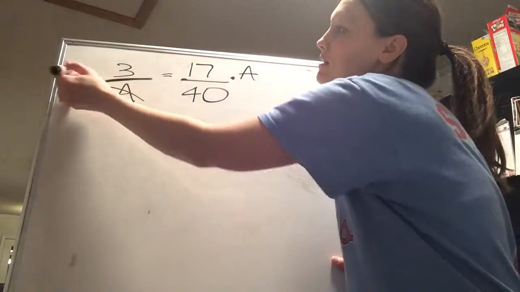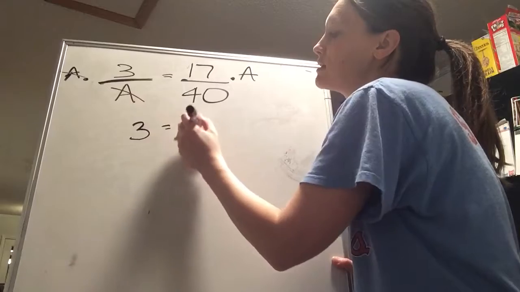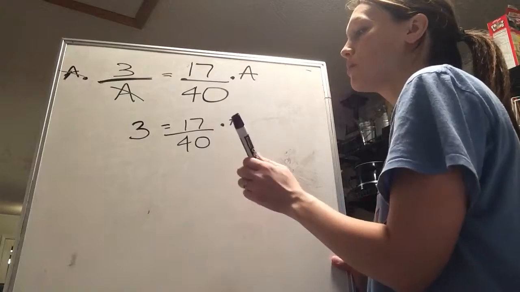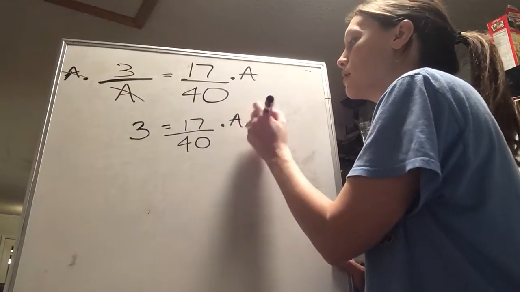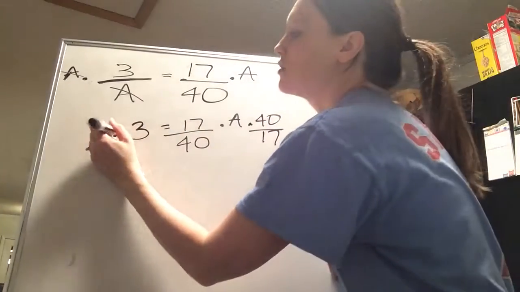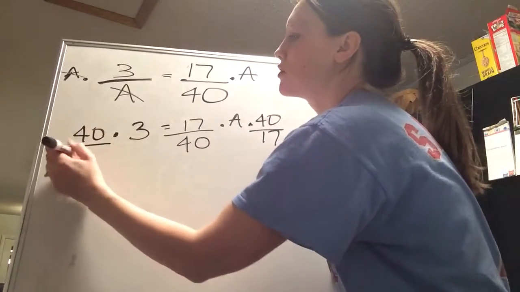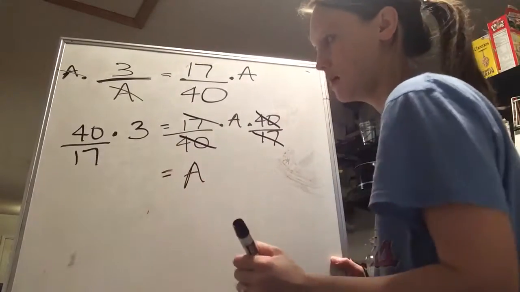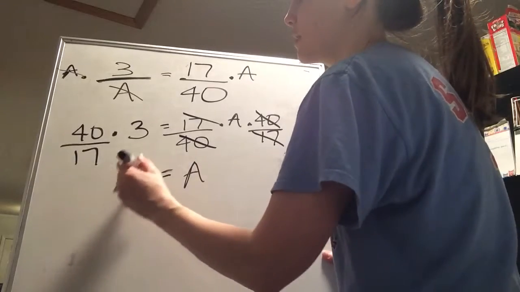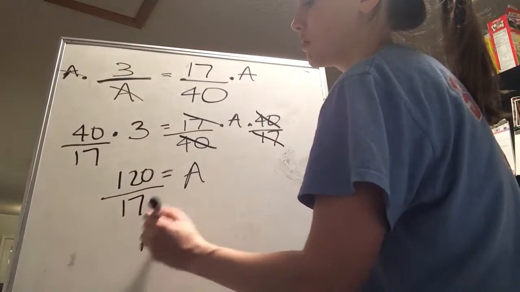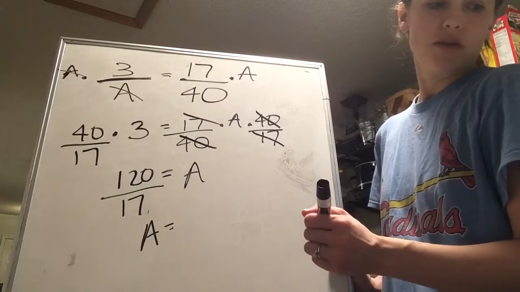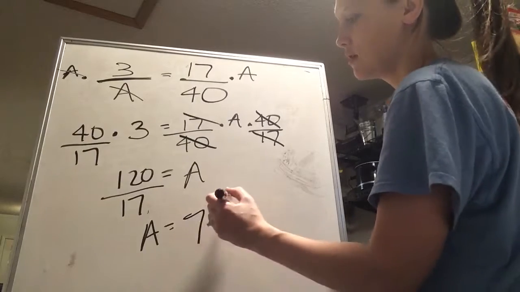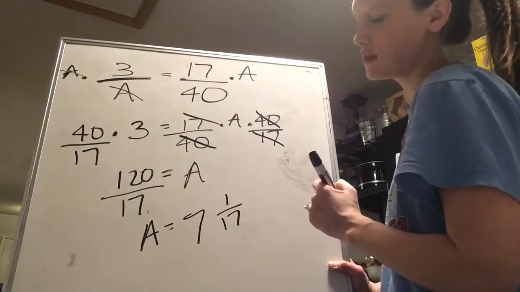When you do that, the a cancels out and you're left with 3 equals 17 over 40 times a. And then to get a by itself, you can multiply by the reciprocal, 40 over 17, and do that to each side of the equation. So this all cancels out. On this side you only have a, and on this side 40 times 3 is 120 all over 17. I'm going to flip it around. And then when you divide that, 17 goes into 120 7 times with a remainder of 1. So 1/17.